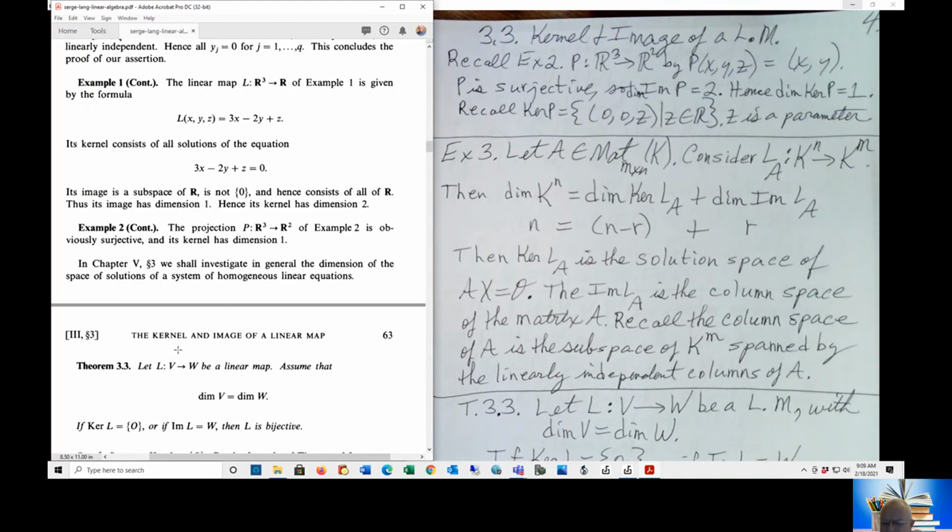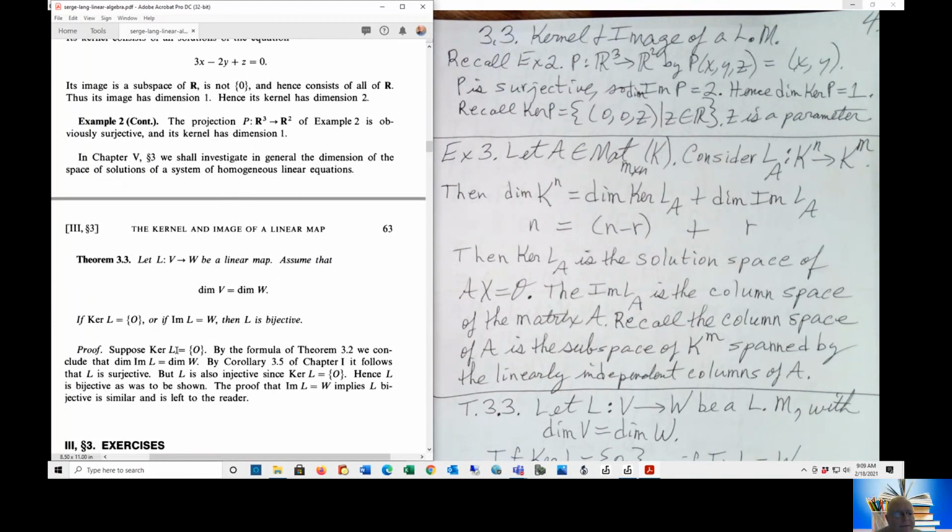Now, relating to matrices, the kernel of L sub A is the solution set, or solution space, of the homogeneous linear system AX equals 0. And the image of L sub A is equal to the column space of the matrix A. Recall, the column space of A is the subspace of Km spanned by the linearly independent columns of A.